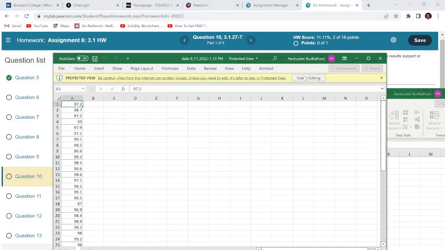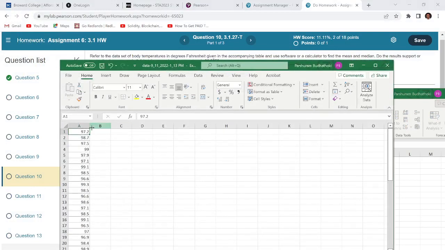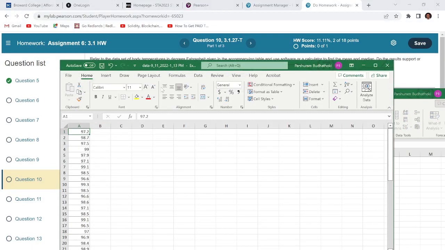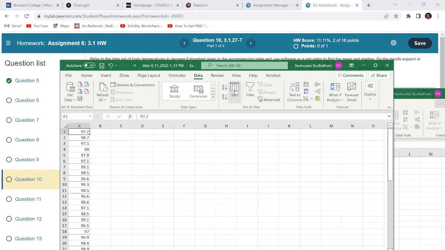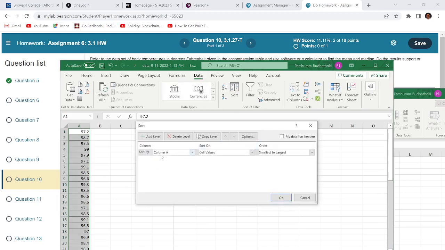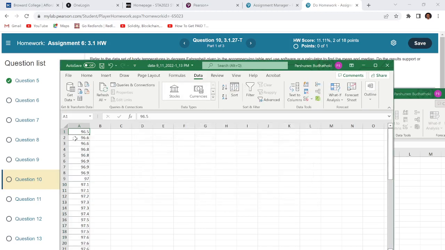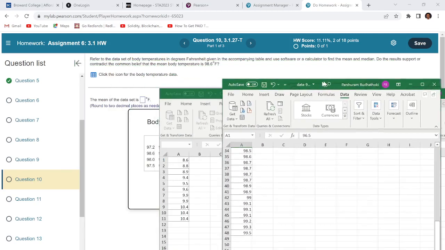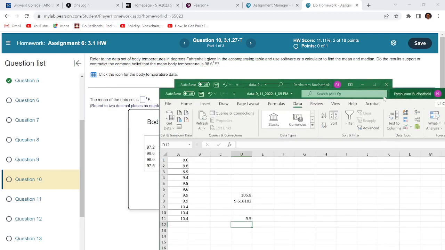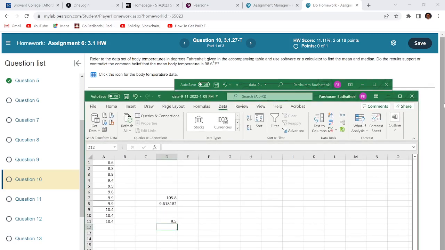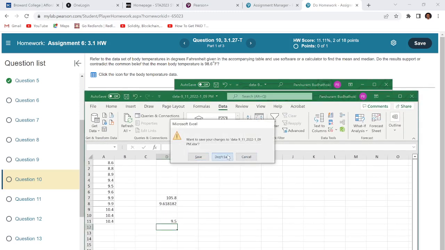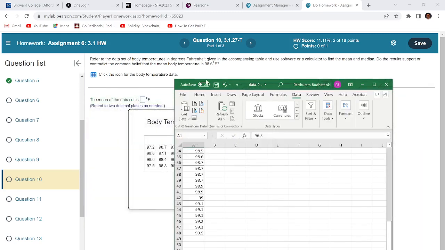So I copy it. Now I'm going to sort it. So the data sorting column A, smallest to the largest. So now it's sorted. There are 48 data. For finding the mean, it's the sum of the data divided by the total number of data. So I'm going to use the very same approach the way we did before.